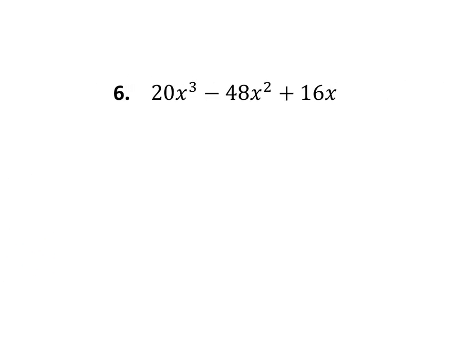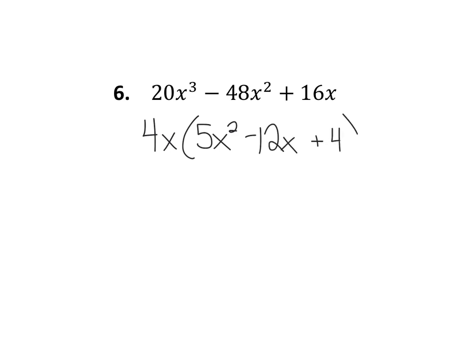I'm going to start you off on this one, then you'll finish on your own. Notice we have an x cubed now. We haven't had a higher power of x other than 2. Our variable has only been up to 2. But notice every single term here has an x in it. So that means I could factor out an x. But now when I look at 20, 48, and 16, they also have a 4 in common. So I could take out a 4x. This will leave me with 5x squared minus 12x plus 4.